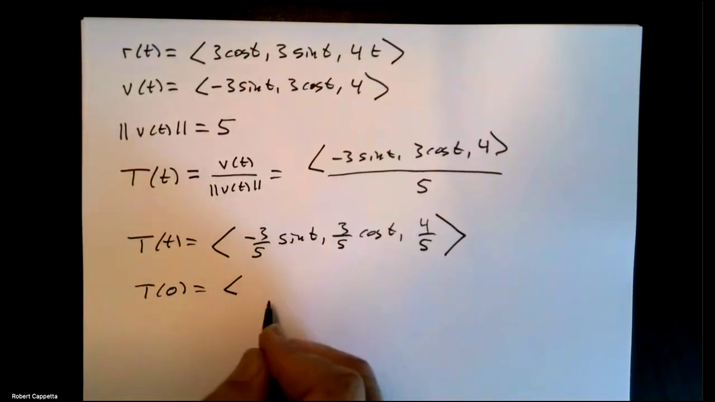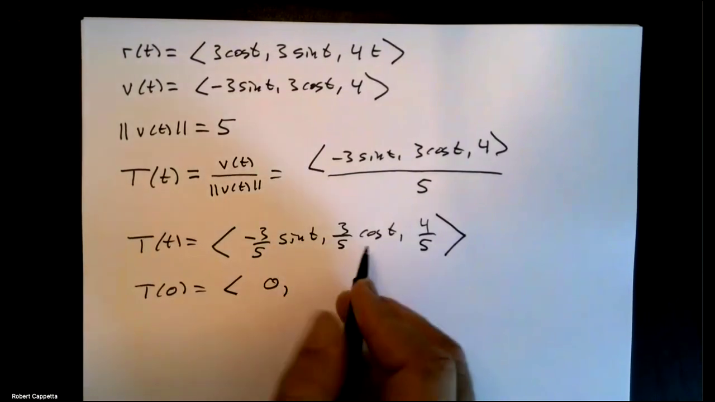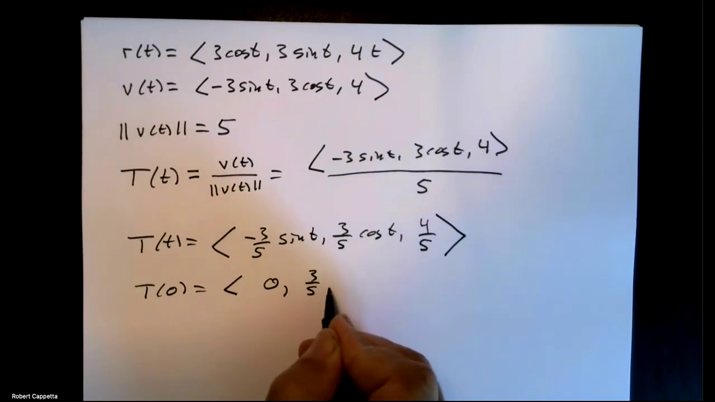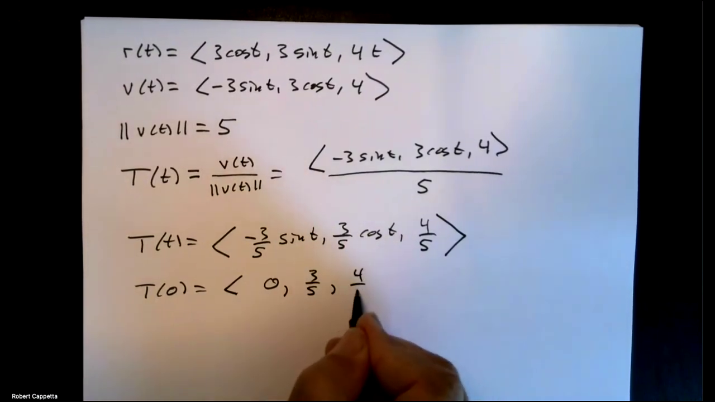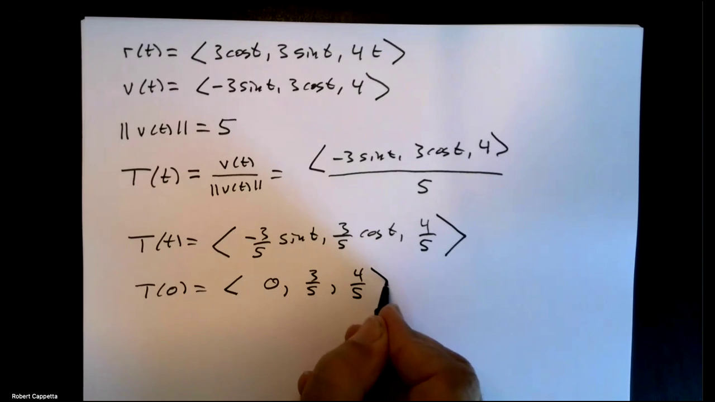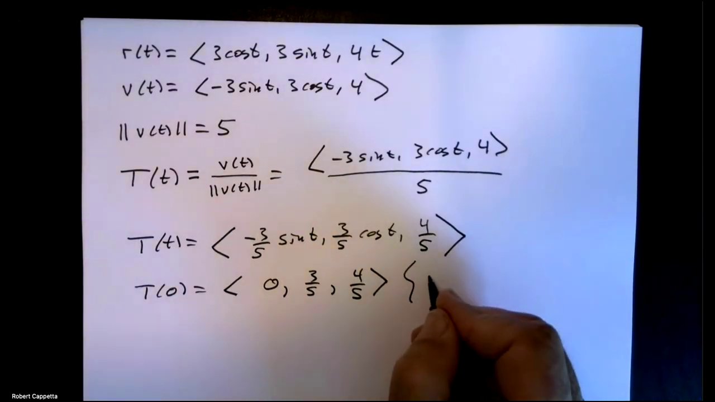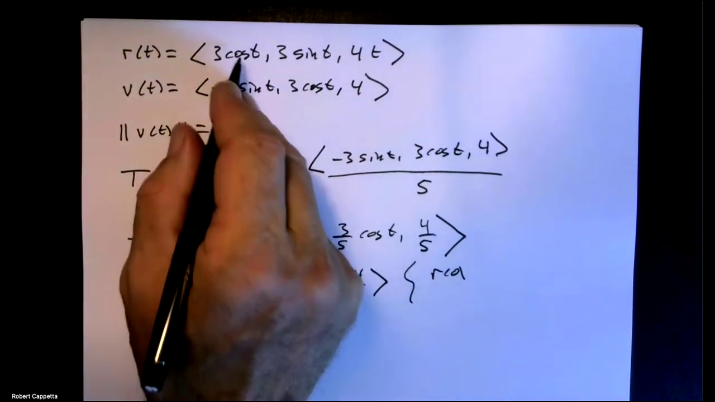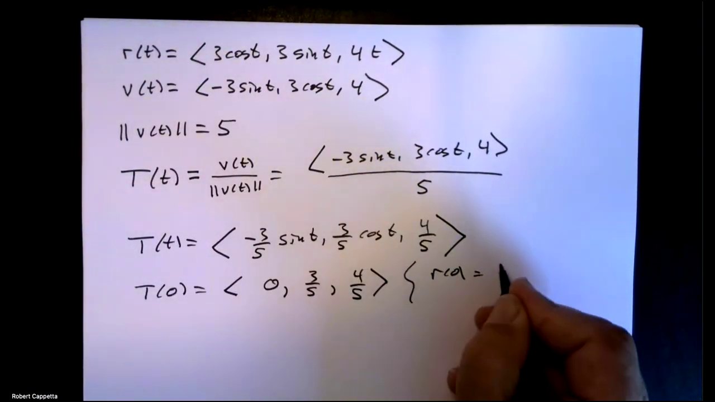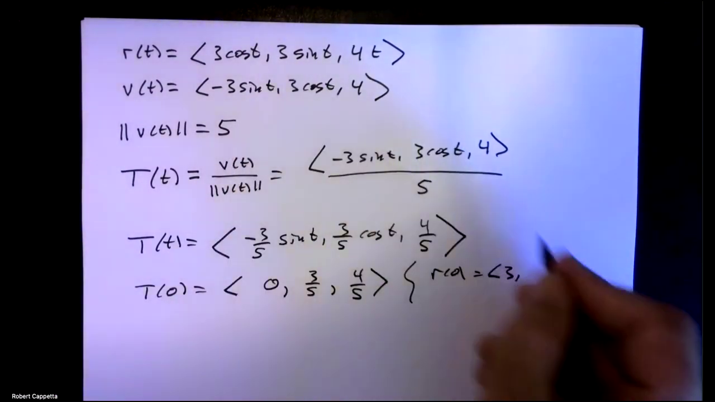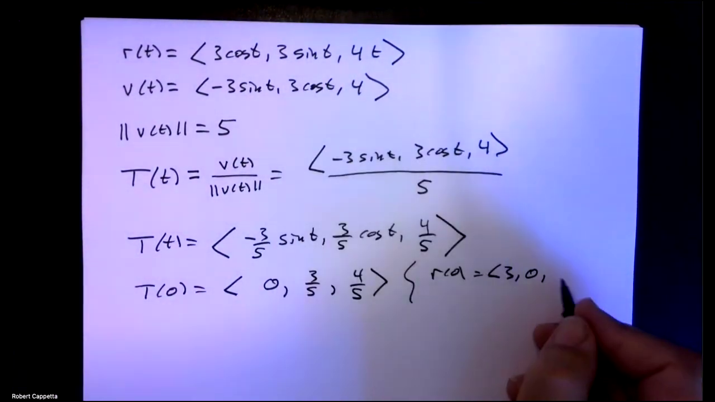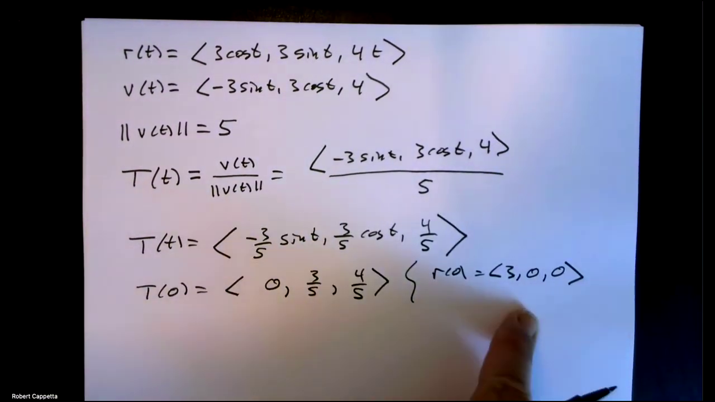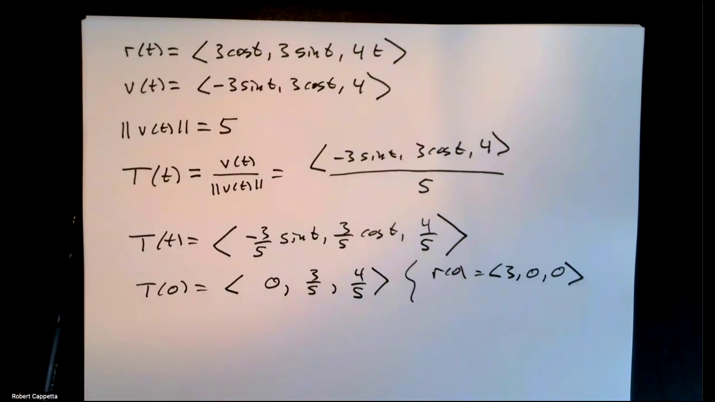Negative 3/5 times sine of 0, that's 0. 3/5 times cos of 0, cos of 0 is 1, so that's 3/5. And 4/5 in this slot. And where's my starting point? What's r of 0? So that's the direction vector of the unit tangent. r of 0, 3 times cos of 0 is 3. 3 times sine of 0 is 0. And 4 times 0 is 0.